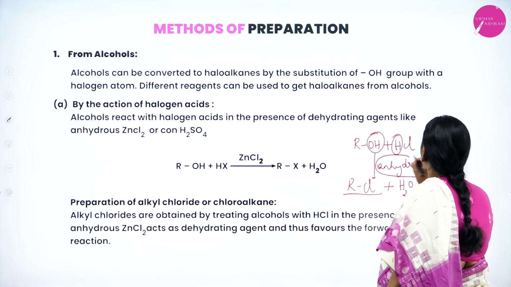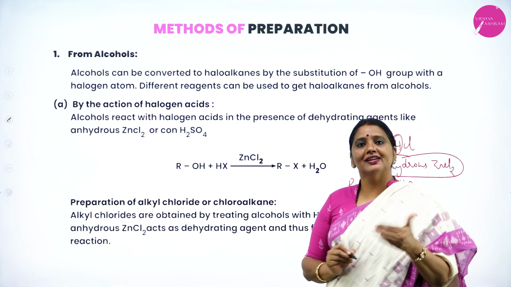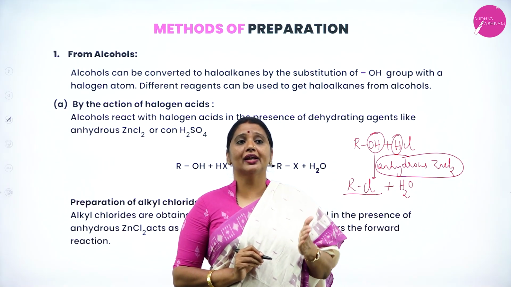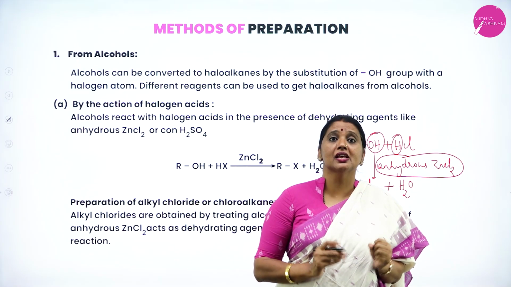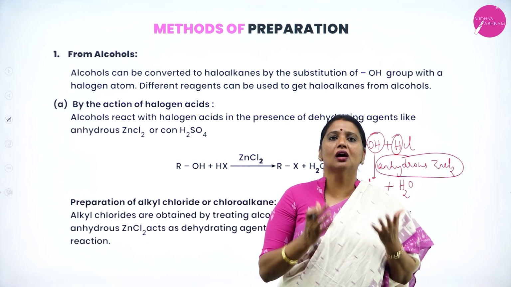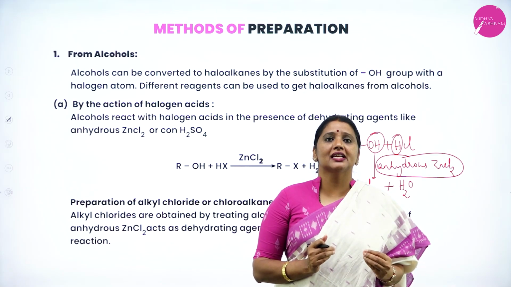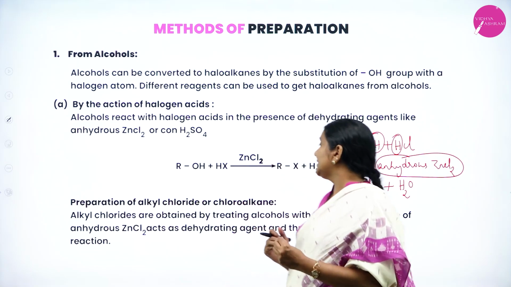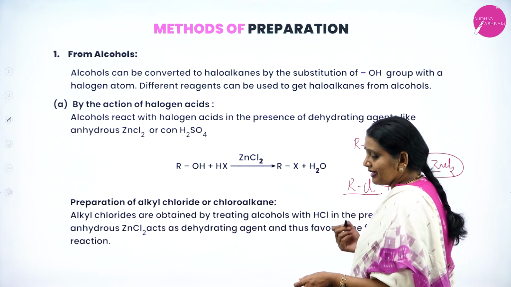Don't think that any substance written on the arrow mark always acts as a catalyst. It is not a catalyst here. Anhydrous zinc chloride is a dehydrating agent. What does dehydrating agent mean? It is used to absorb water. D means removal, removal of water. A substance which is used to remove water is called a dehydrating agent. Anhydrous zinc chloride is used as a dehydrating agent.